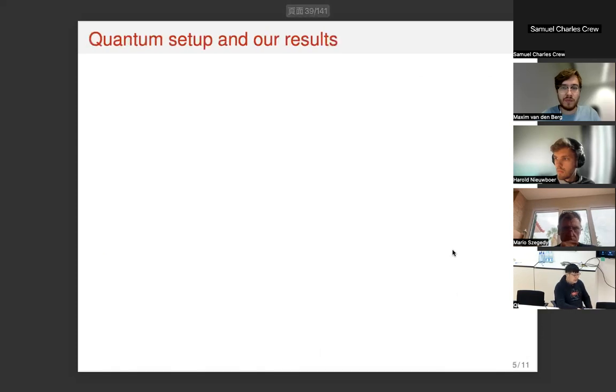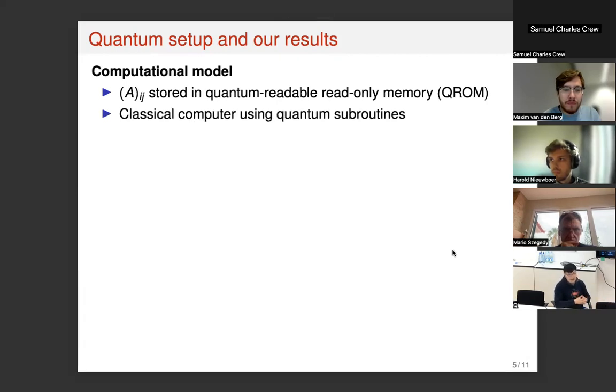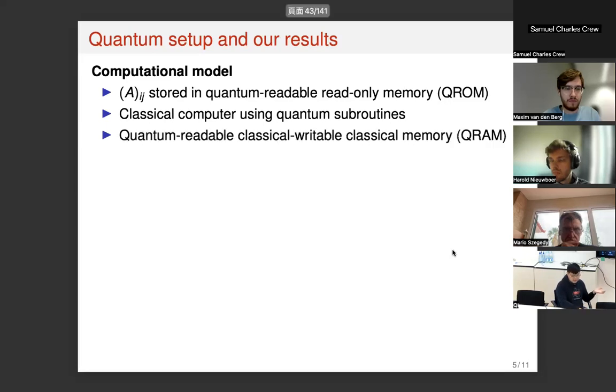And before I explain our results, I would like to explain our setup first. So our computational model looks like that. First of all, we assume the entries of matrix A are stored in quantum read-only memory, that is QROM. And we are allowed to use quantum superposition queries to the entries of the matrix. And we assume we can also run a classical computer and classical algorithms. So we can run some quantum subroutines, and we are using the quantum readable, classical writable classical memory, or QRAM.